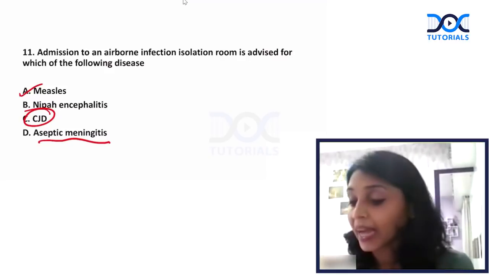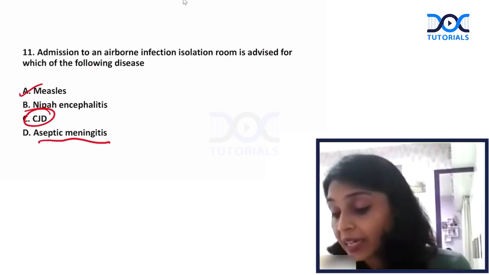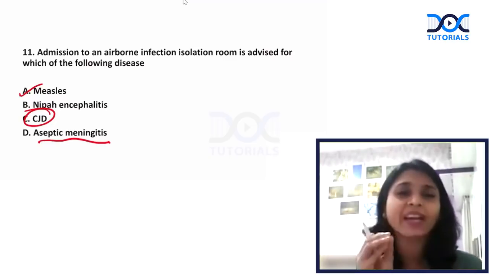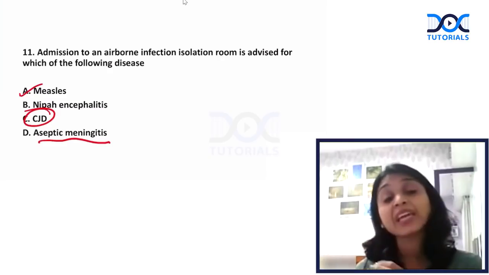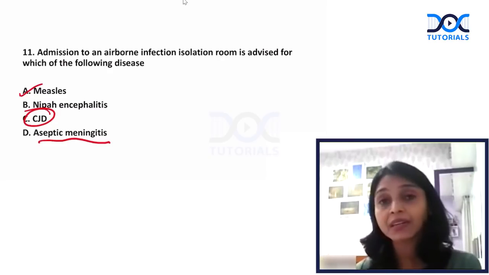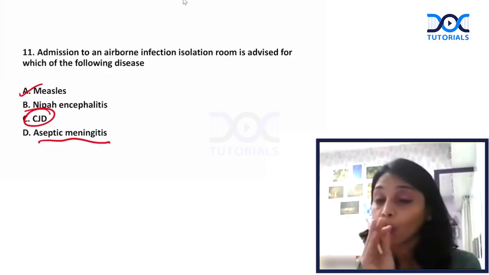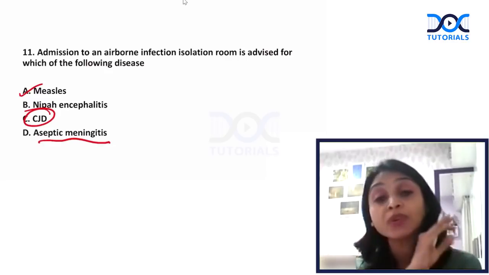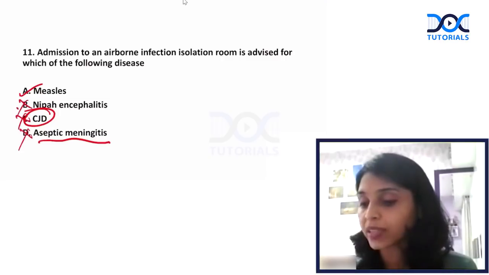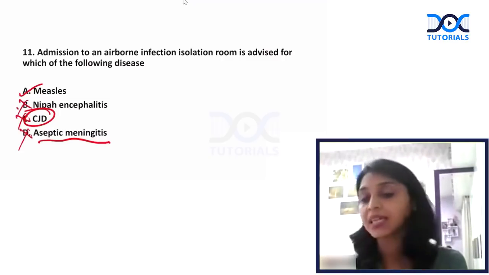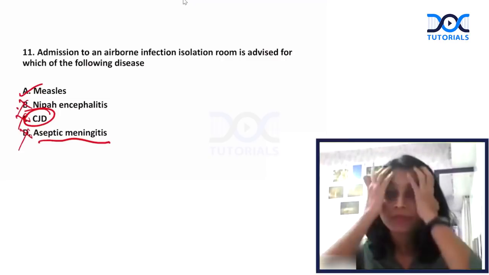Okay. And when it comes to aseptic meningitis, again, it is said that a few viral aseptic meningitis can be transmitted, but it's not proved. So the only disease where airborne transmission is proved is measles, whereas all others are wrong. So here you have only one answer, that is measles. Hope I am clear.